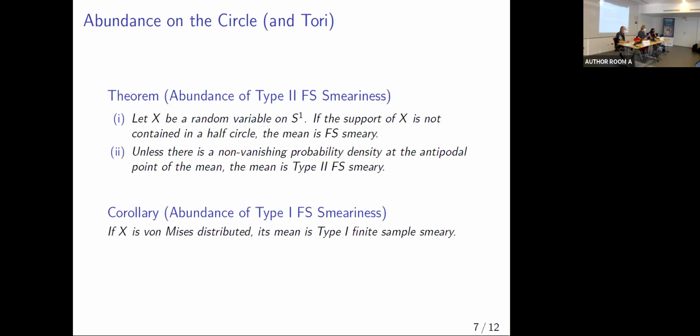And especially as a corollary, as you know, the von Mises distribution has probability density everywhere on the circle. So the mean of every von Mises distribution is type 1 finite sample smeary. However, if it's very concentrated, the modulation will be really tiny, right? But if it's fairly spread out, you will have an appreciable modulation.